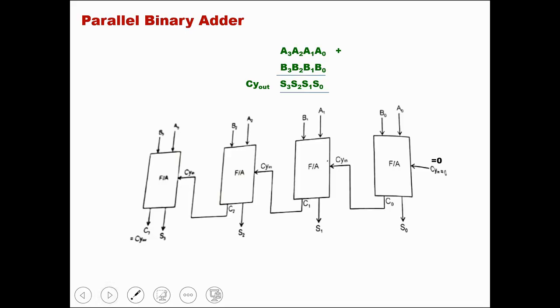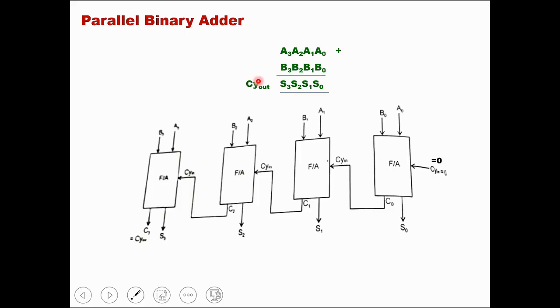Finally, we will see the parallel binary adder. Sometimes we have to perform addition of 4 bits. So we have to consider 4 bit numbers A0, A1, A2, A3, B0, B1, B2, B3. So while adding these two, we get the sum outputs as S0, S1, S2, S3 and finally carry out.